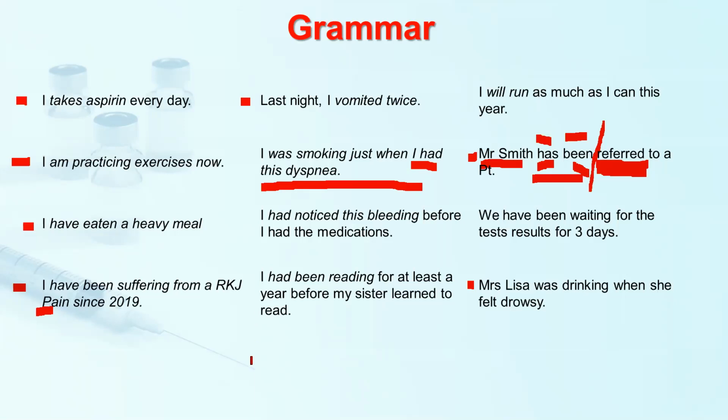This one: Last night I vomited twice. It's a past simple tense. It means that the vomiting action occurred in the past and ended in the past. Yes, and we have no relation with the present point now. This is an event that happened at a point in the past and ended or finished.